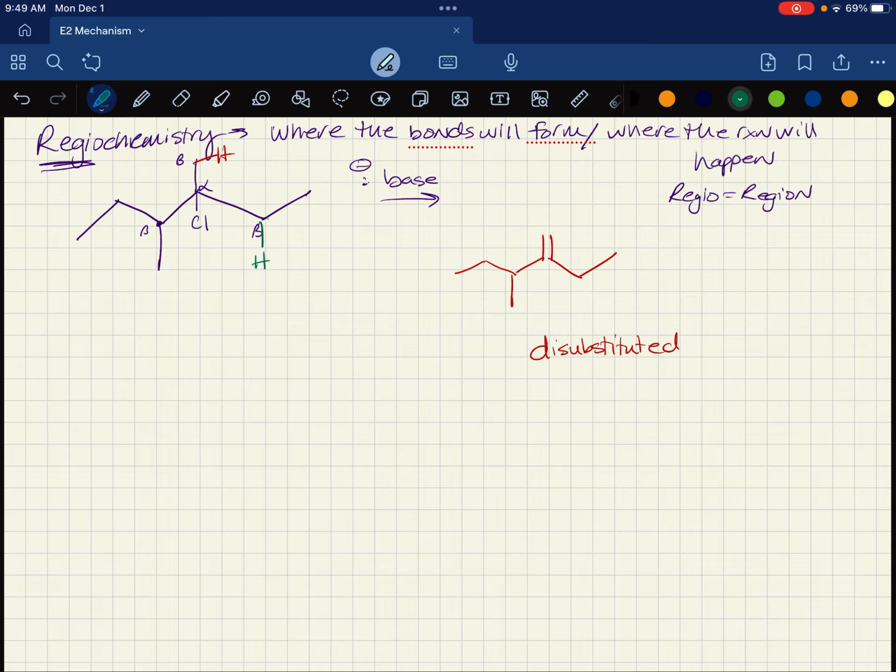If we're removing the green beta hydrogen atom, then we're going to end up with the double bond being here. Now I have a tri-substituted product. Technically here, I could make two different stereoisomers. So let me draw both, because I have two different hydrogen atoms here that could be taken. I'll draw the other tri-substituted stereoisomer, which would look like this.